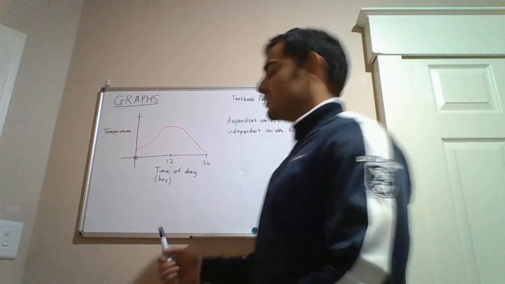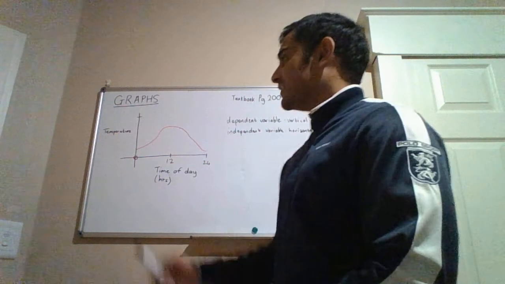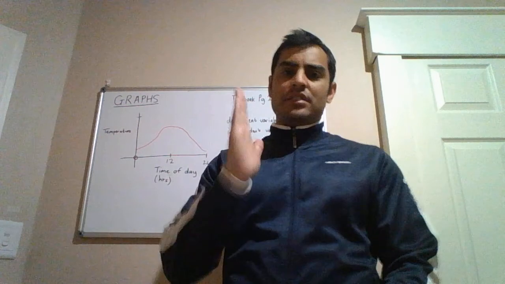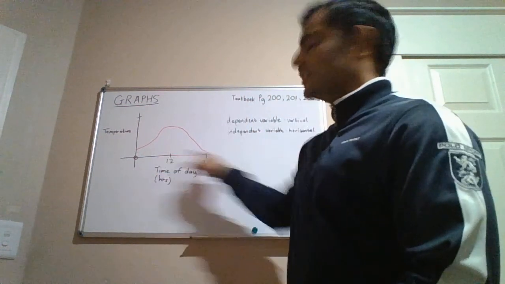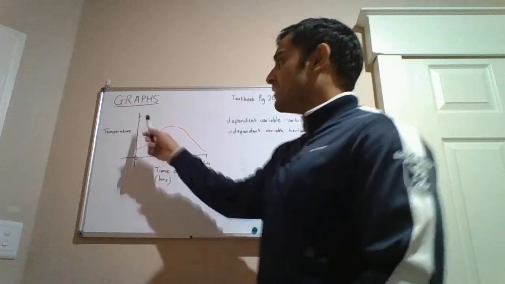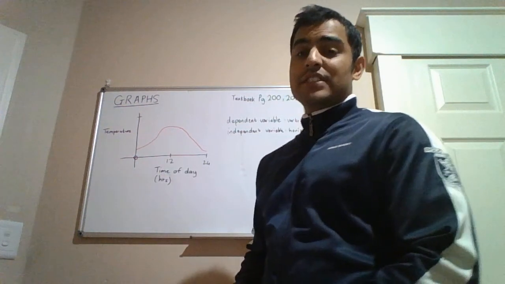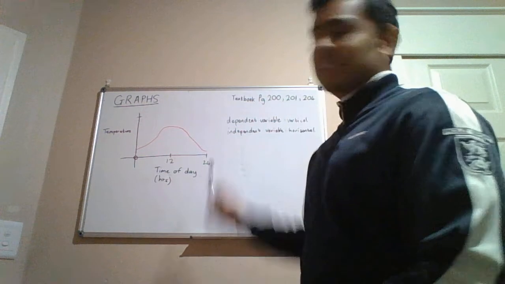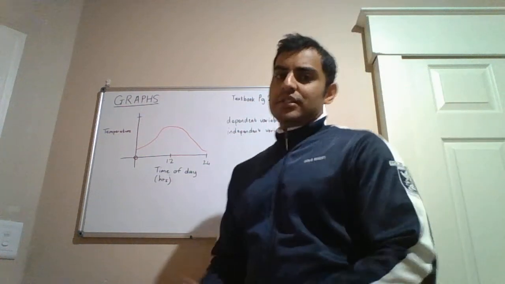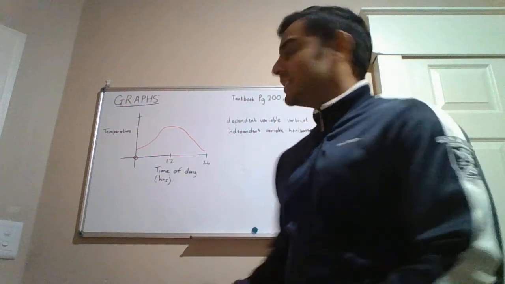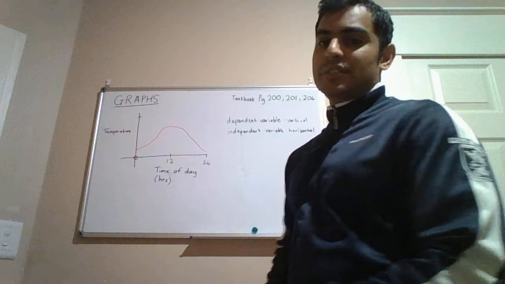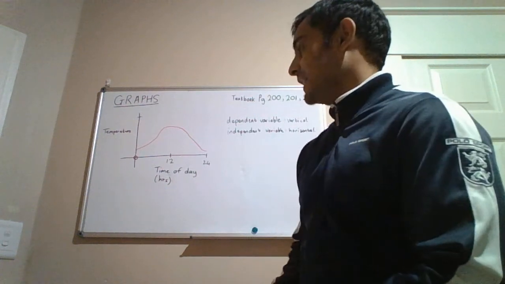So the first thing to do when interpreting graphs is to look at the axes. We have a vertical axis which goes up and a horizontal axis which is flat. The vertical axis here is reading temperature and the horizontal axis here represents time of day. So what this graph is basically telling us is how temperature varies with respect to time of day.